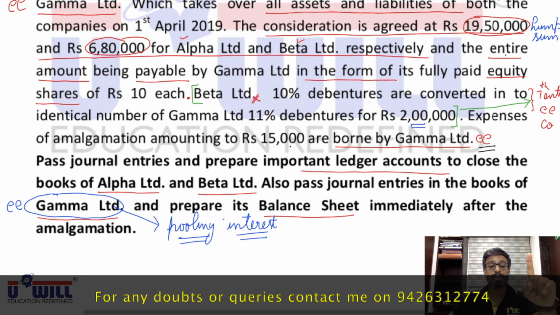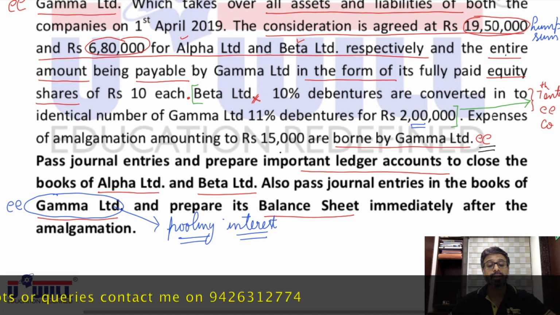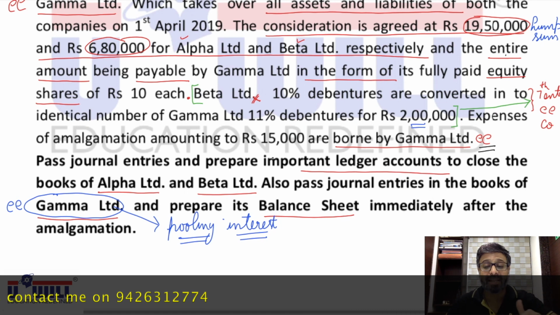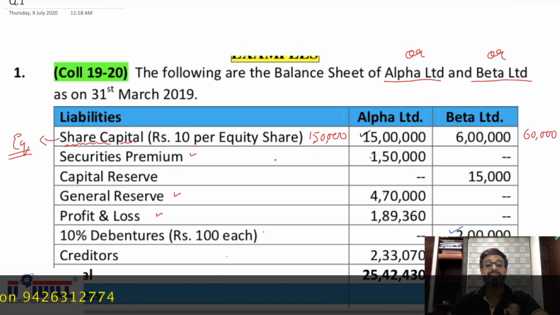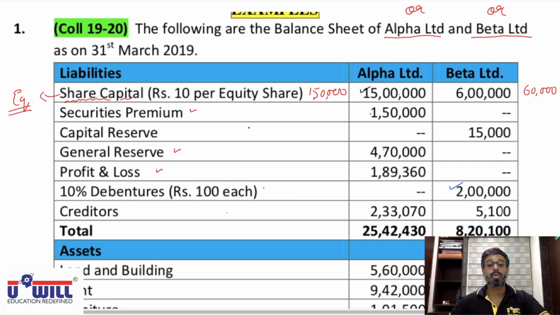No entry for sale of assets, no entry for payment of liabilities, no entry for liquidation expenses, and no entry for preference shareholders payment because there are no preference shares in this question. There are no preference shareholders in this question, so the question of payment to preference shareholders does not arise. So four entries in the order we don't have in this question. Other questions you'll have them. Which four entries we don't have? Sale of assets is not there. Payment of liabilities is not there. Payment of liquidation expenses is not there. Payment to preference shareholder is not there.